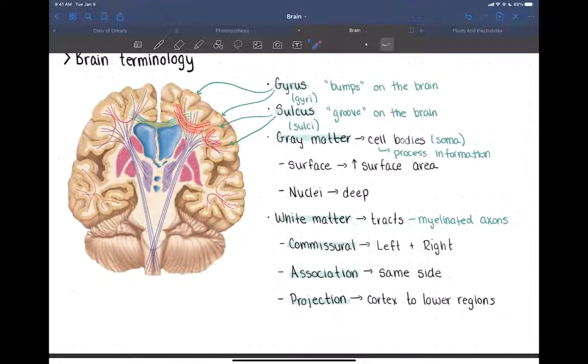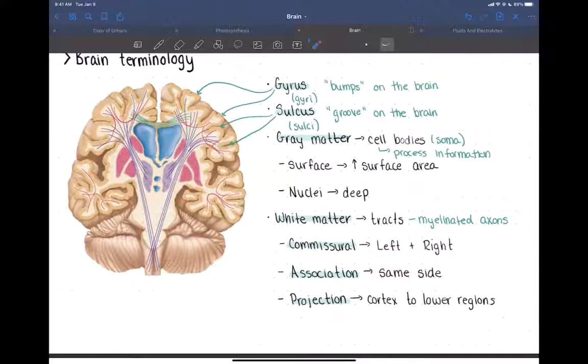So we're connecting regions on the left side of the brain to other regions still on the left side, or regions on the right side to other regions on the right side. Then we have projection tracts, which go from the cortex, the outermost layer of gray matter, down to lower regions. It can go from the cortex to some of these deeper nuclei, or all the way down to the brainstem, or even below that to parts of the spinal cord. Those are projection tracts.